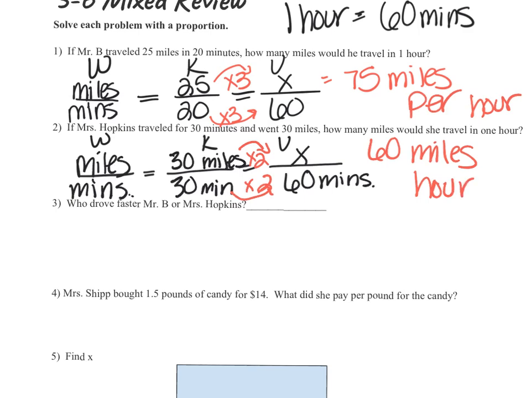So then, who drove faster, Mr. B or Ms. Hopkins? We can see that Mr. B drove faster.